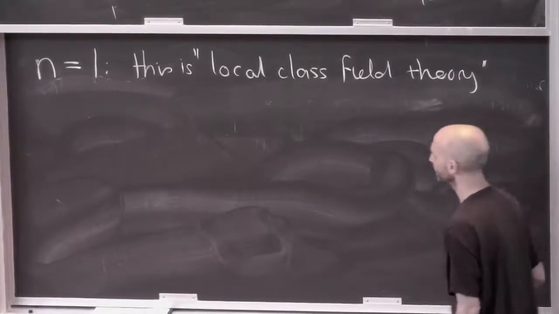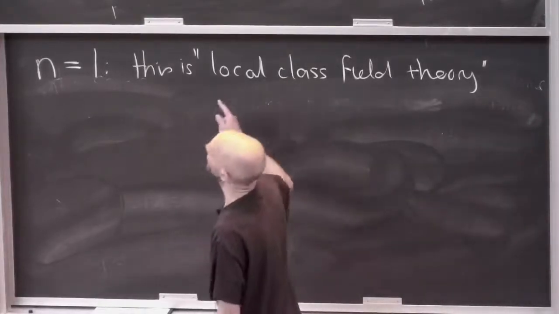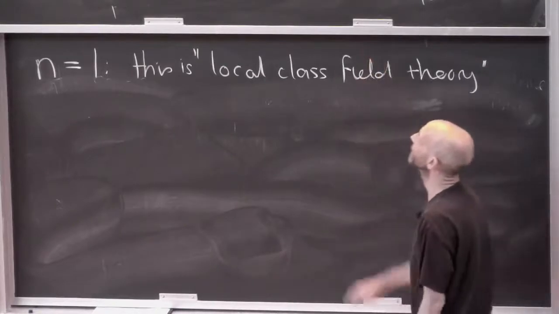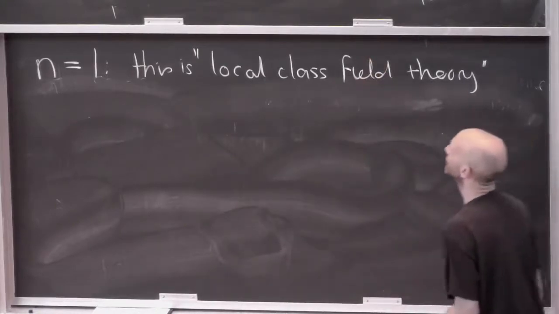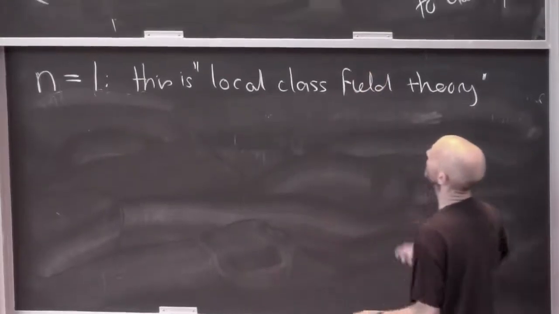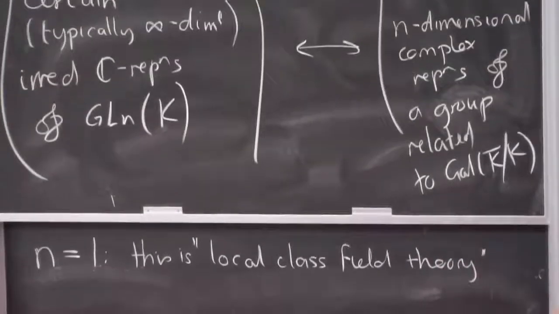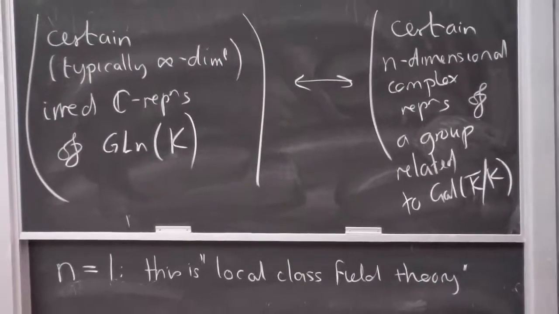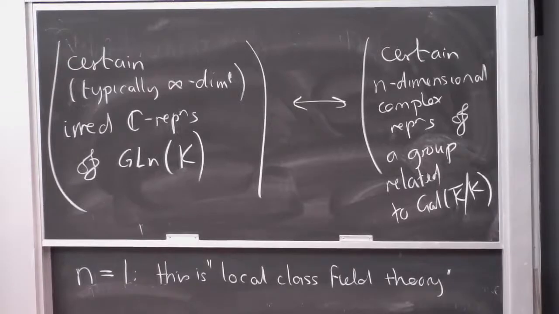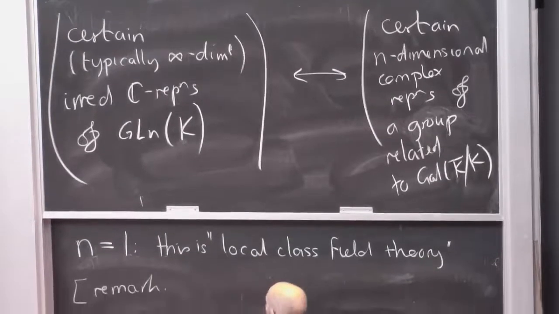The funny story is that for general n, this is an entirely local statement, and it is a theorem. It's a theorem of Harris and Taylor now, but the proof is global. So n equals 1 is local class field theory. Historical remark: the first proofs of local class field theory were global.